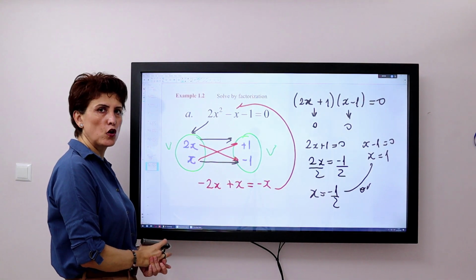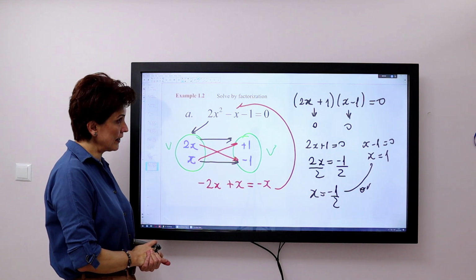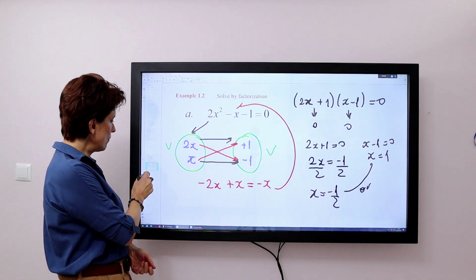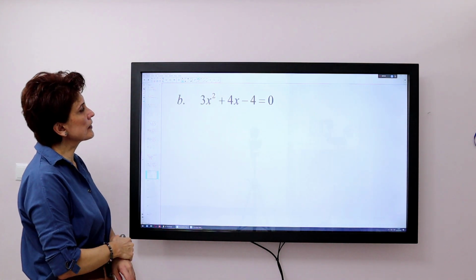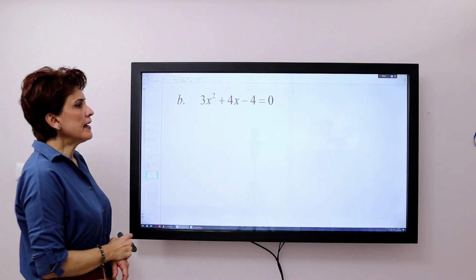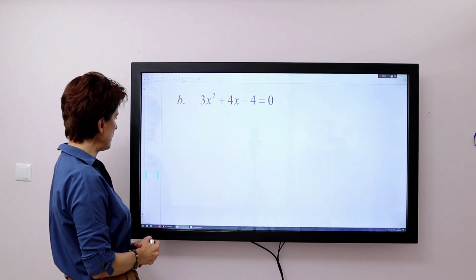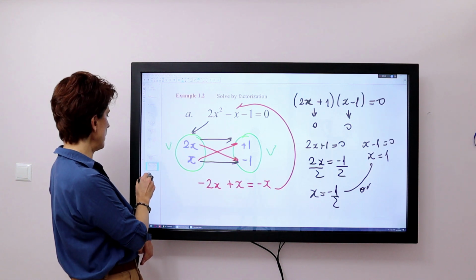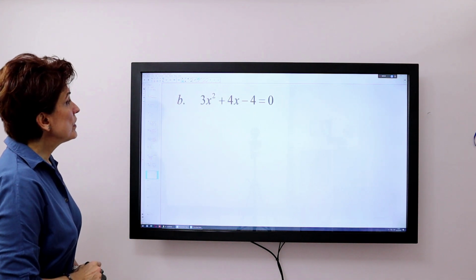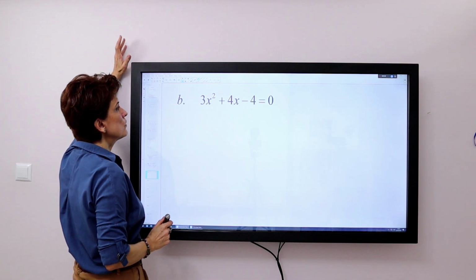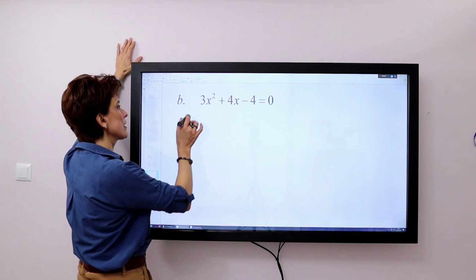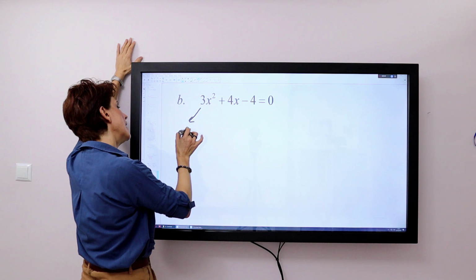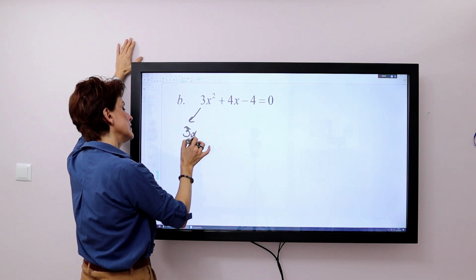Got it? Alright? Okay. Let's try one more question. Here. Again, we don't have too many options here. We need to find two different terms. The product has to give us 3x squared. What could it be? 3x, x, right?